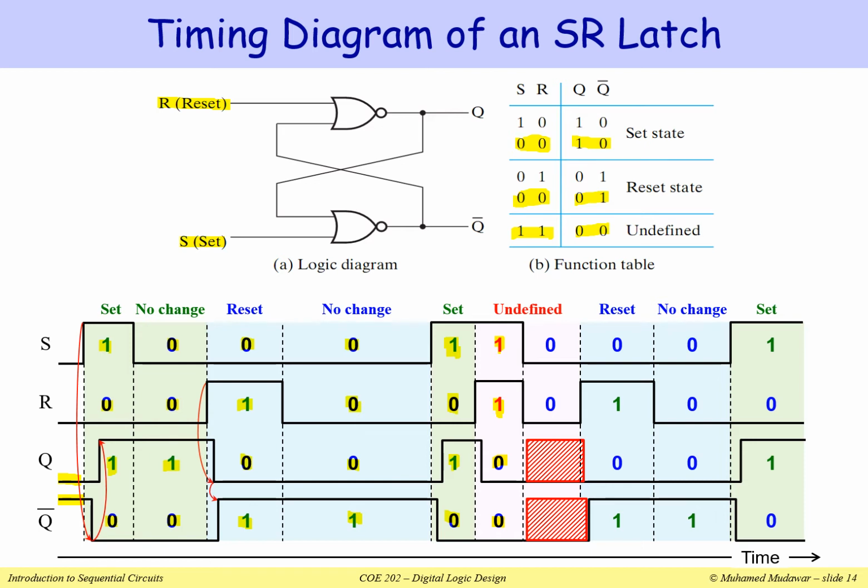Now, when this happens, I can always reset. I can always reset by having S equal to 0 and R equal to 1. So this will force Q to become 0 and Q bar equal to 1. So even though I have these red boxes indicating an unknown state, I can make it known by resetting again. And then if I would like to have set, I can have S equal to 1 and R equal to 0, and this will set it again. So this is the timing diagram, and this timing diagram describes this function table.